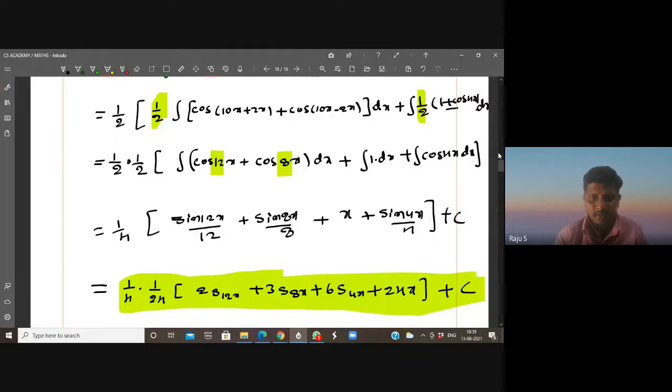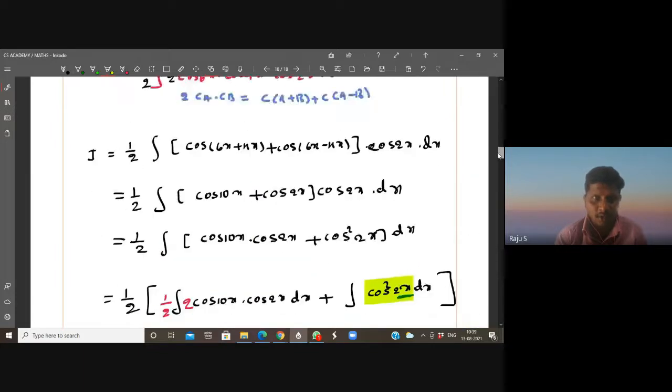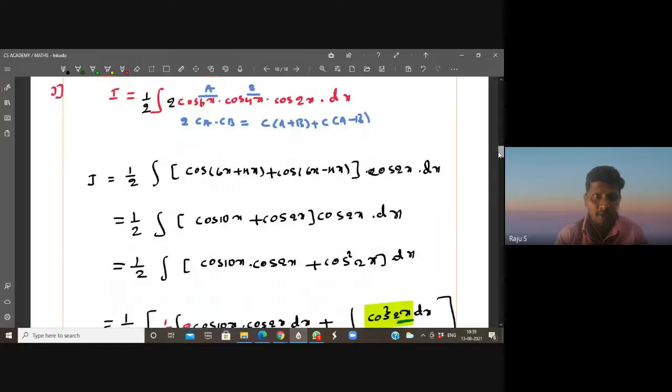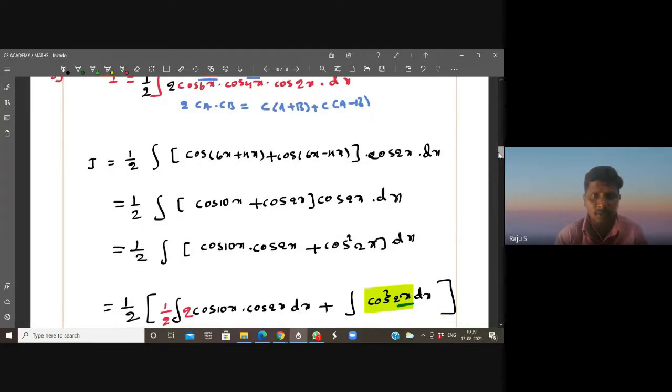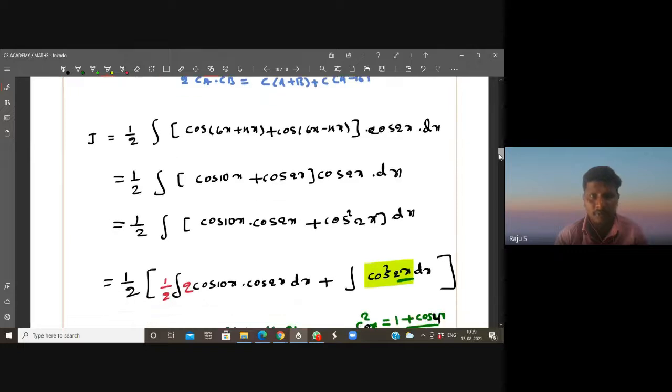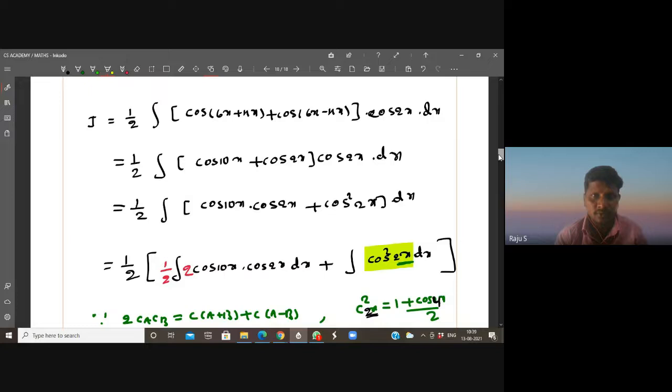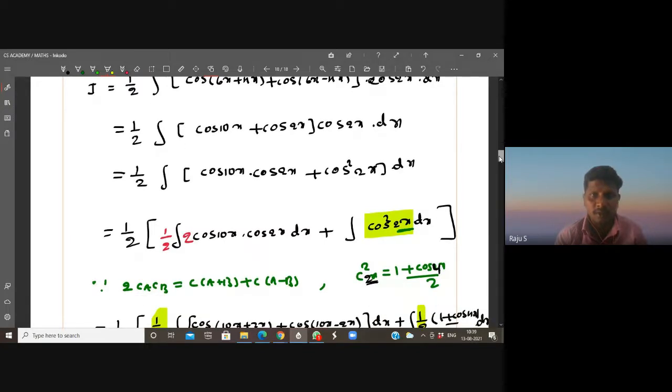In the same way, you can do the other one. First, what I have done is I have written in ascending order. After that, I multiplied and divided by 2. It is in the form of 2 cos a cos b, cos(a plus b) plus cos(a minus b), into cos 2x. So cos 10x plus cos 2x, into cos 2x. I multiplied with cos 2x, it becomes cos square 2x. The first one is cos 10x into cos 2x.